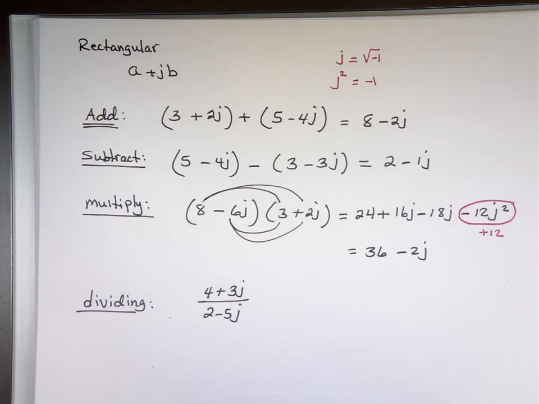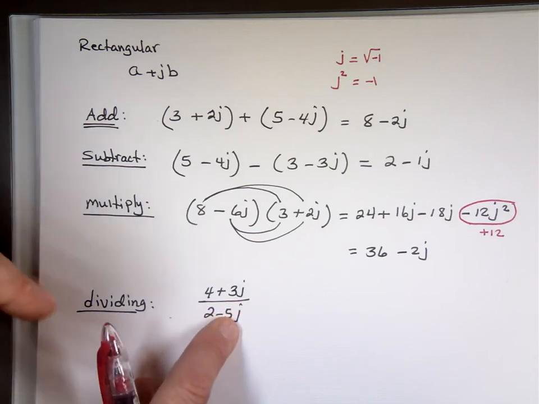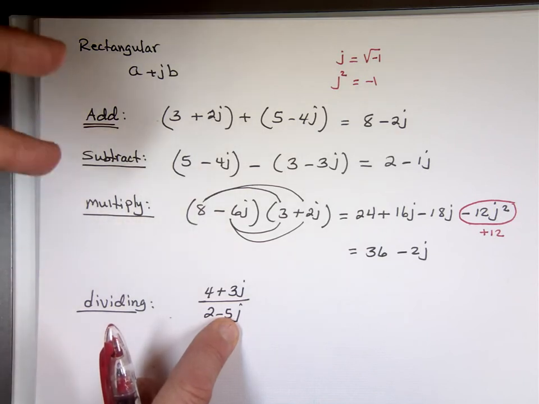Anyone remember? Reciprocal and then. What do you mean reciprocal? Oh, is it the conjugate? Yes, the conjugate. Because remember, j is the square root of negative 1, so you have a square root in the bottom. And to get rid of the square root, multiply by the conjugate.